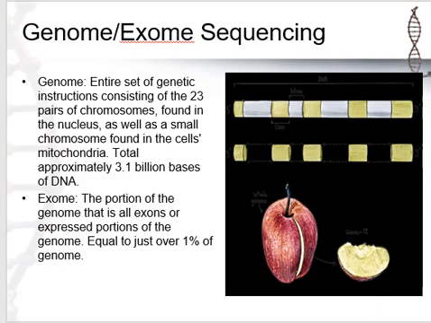Genome and exome sequencing. For the genome, the entire set of genetic instructions, consisting of the 23 chromosomes found in the nucleus as well as the small chromosomes found in the cell's mitochondria, are sequenced. There are over 3.1 billion DNA bases. Exome testing is just looking at the coding portions of the genome. If you look at the genome as an apple, the exome is just a small fragment of that apple.